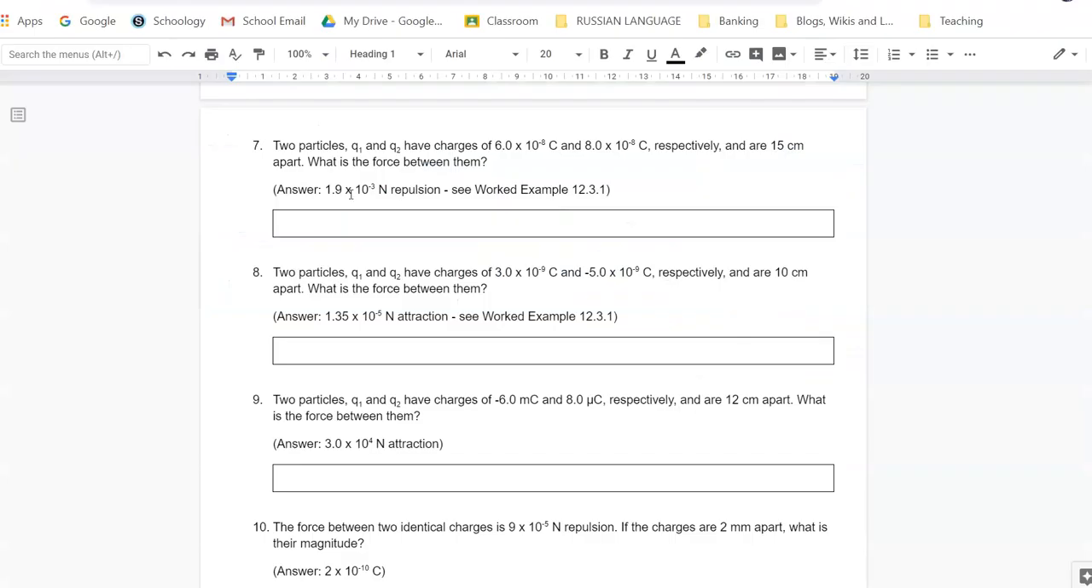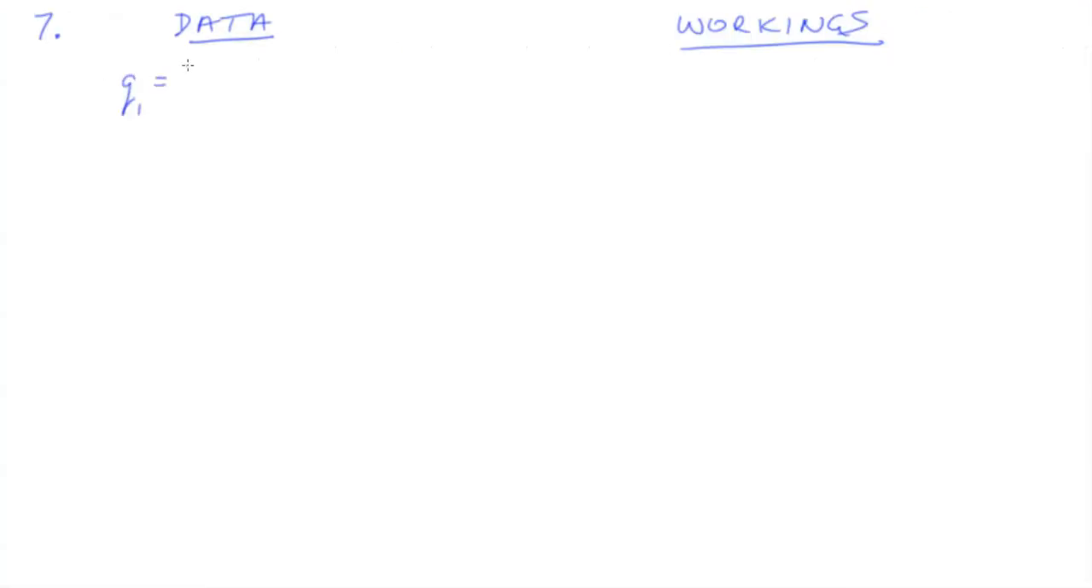So problem 7 starts moving into Coulomb's law. We've got 2 particles a distance apart, and we want to calculate, in the first example, the force. Charges 1 and 2 have charges 6.0 times 10 to the minus 8 and 8 times 10 to the minus 8 coulombs respectively, and they are 15 centimeters apart. What's the force between them? So let's get our data down, and we are after the force.